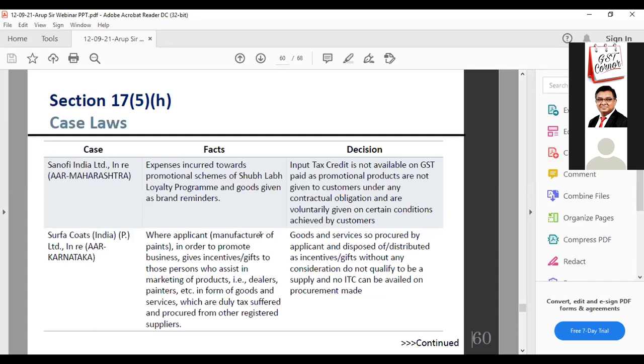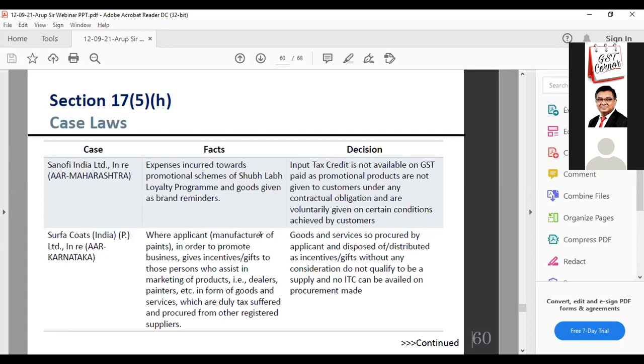So in this particular case, they said that no, whatever expenses you are incurring towards these promotional schemes, you cannot get the ITC on that. So when the distributors are given any benefit because of the scheme, the ITC availed to give that benefit cannot be availed.